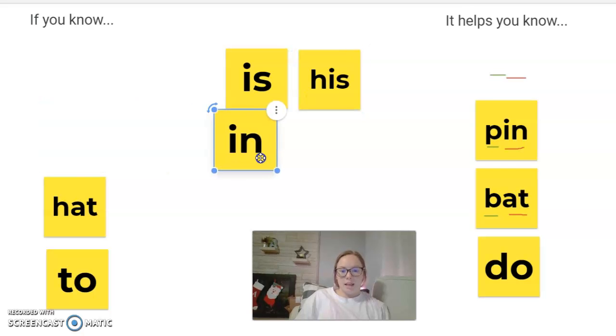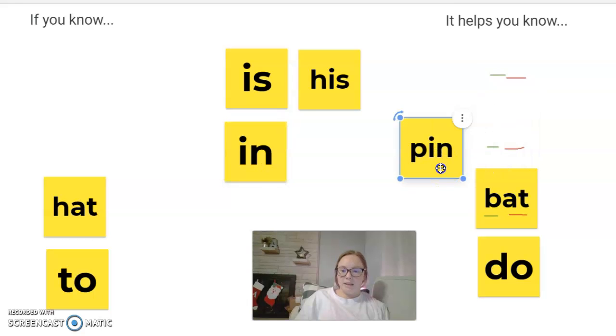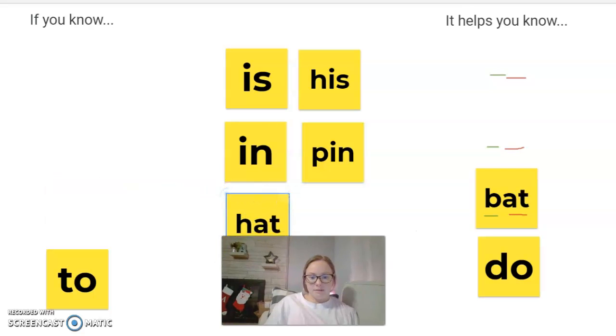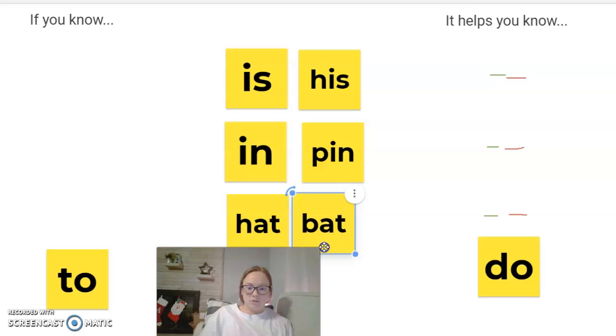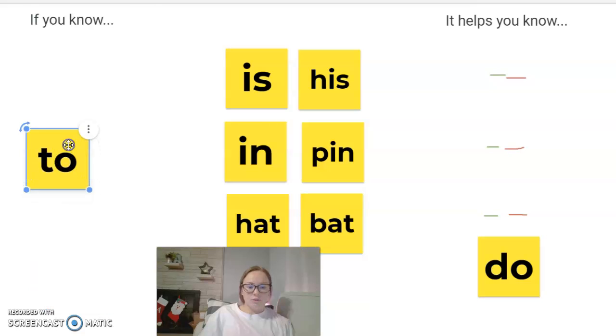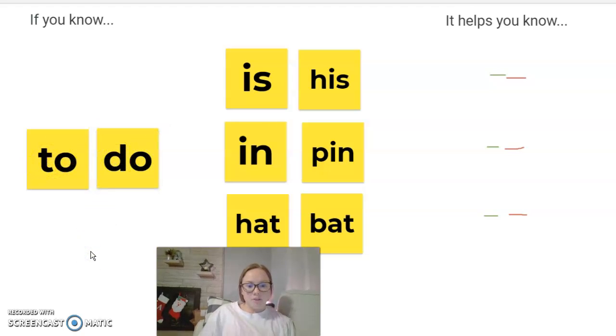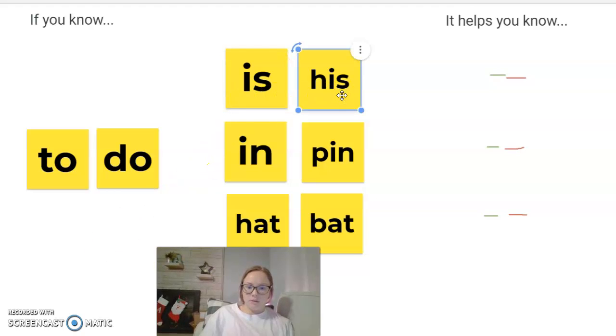If you flip over the card in, then in and pin will be a match because inside of the word pin, we see that smaller word in. In can help you figure out pin, so those would be a match. Hat and bat would be a match because they both have at in them. And to and do will be a match because they both have the same ending. The O and the beginning sound is just different. So you're going to make a match thinking about, can this word help me figure out this one? The word is inside his, so those will be a match.